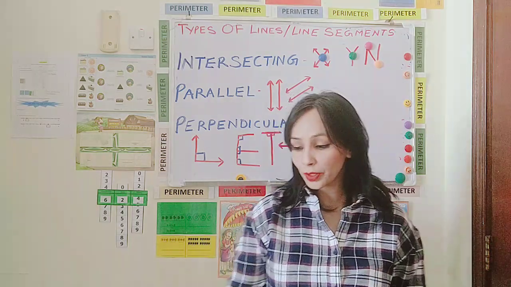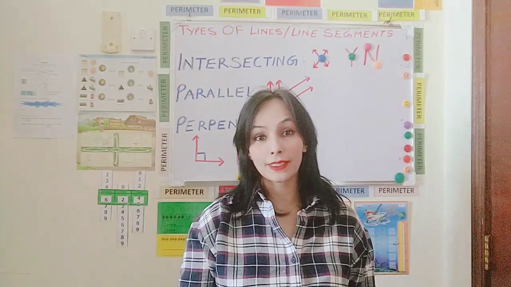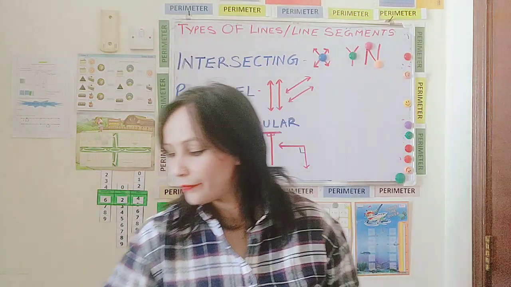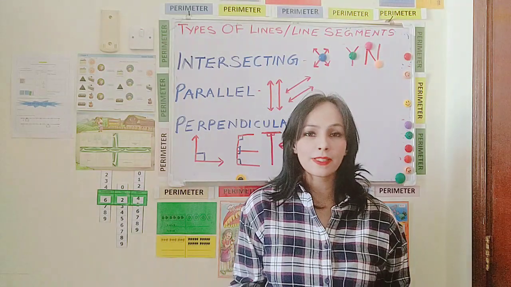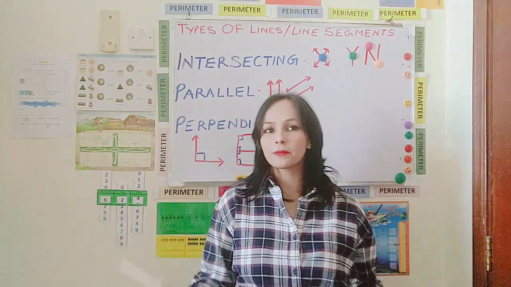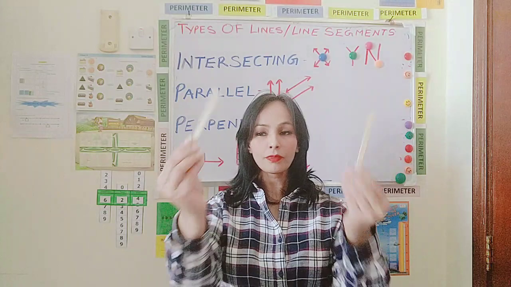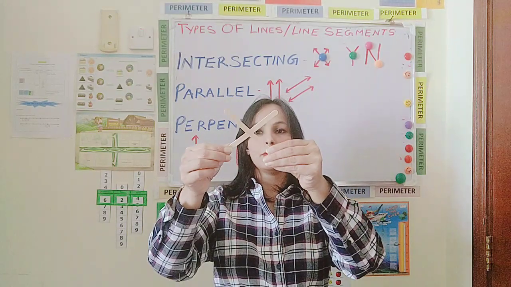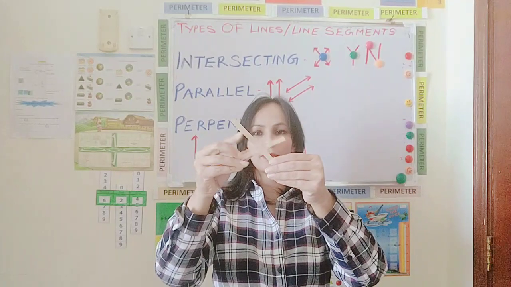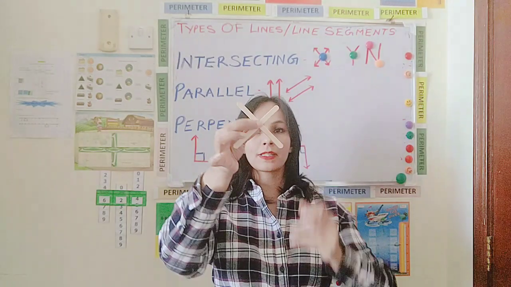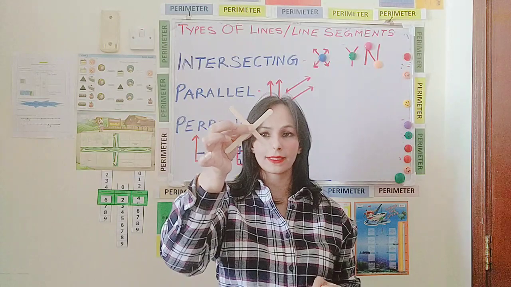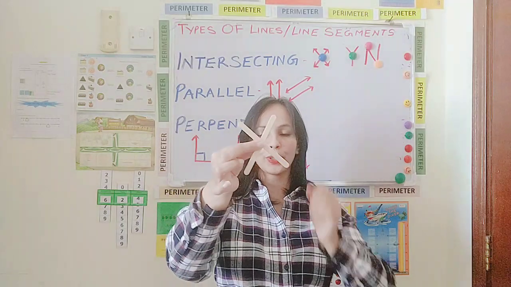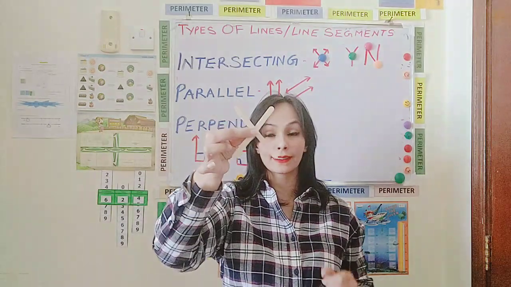Now the activity which you can use to show intersecting lines: you can have sticks, you can have pencils in your hand, or you can simply use your hands. Now I have these two sticks. I will make them meet at a point. Now they are meeting at this point. So this is an example of intersecting lines, and it is showing you the letter X.